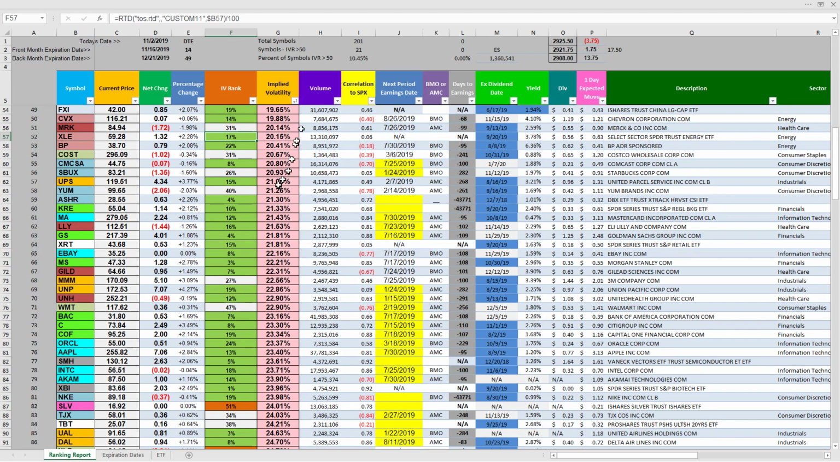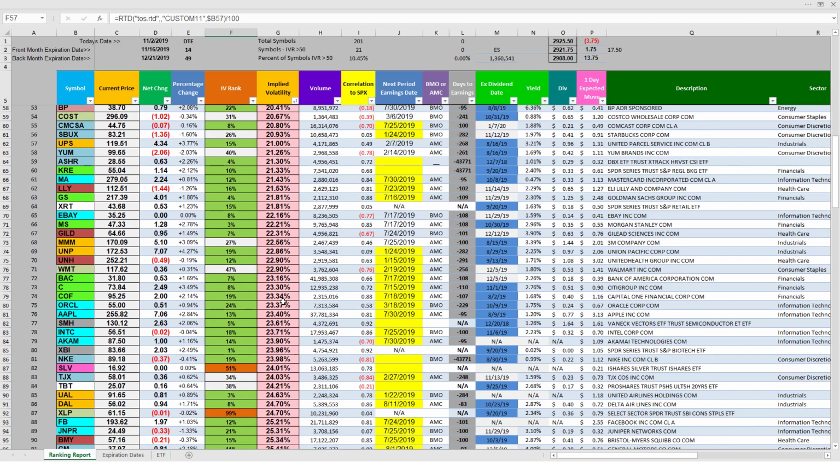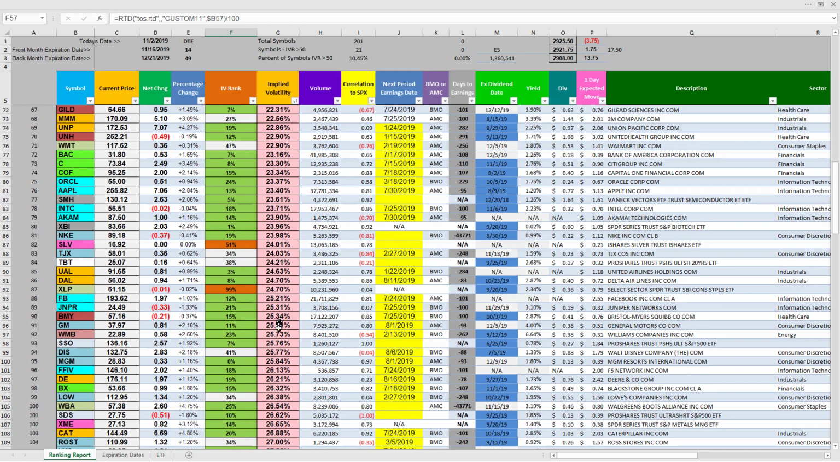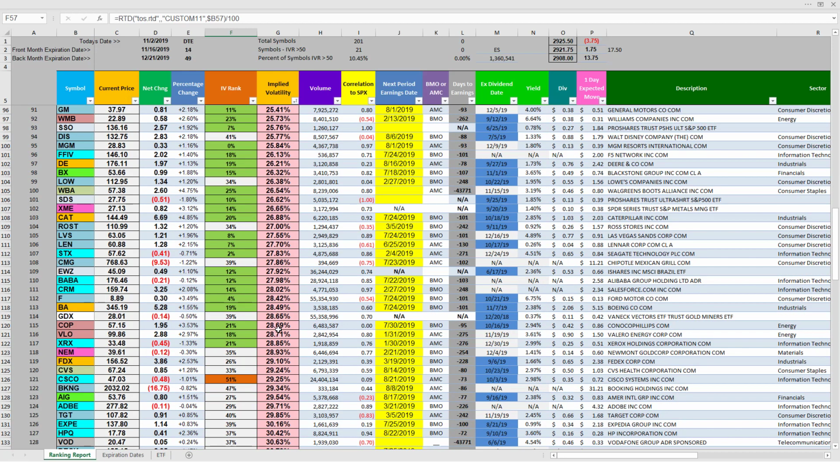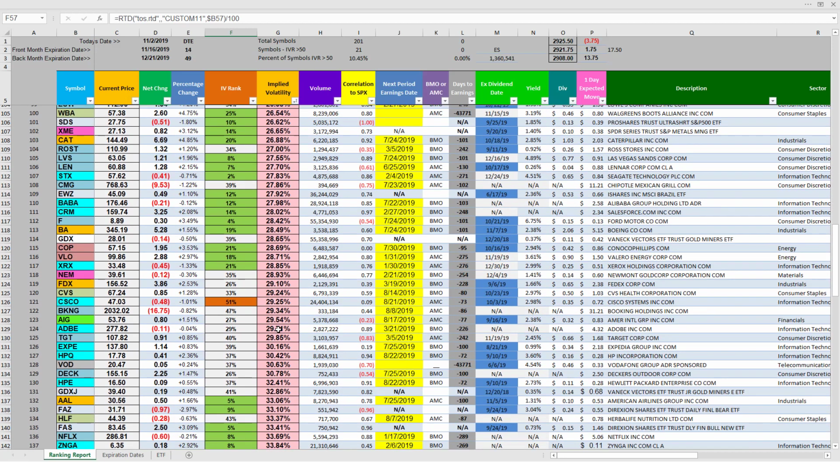Now I've sorted the implied volatility from low to high. So I want to scroll down here and find an example that I can give you real easily that may help you understand the difference. I want to find one that's really low.